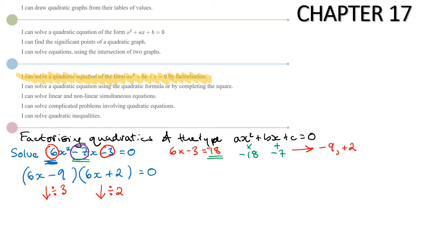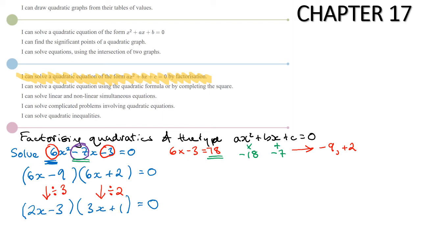Sometimes you can only cancel down or simplify one bracket. Sometimes you can't simplify any of the brackets. In this case, I'm able to simplify both. So I divide both of the numbers by 3 in the first bracket, so I get 2x minus 3. Then in the second bracket, I divide them by 2 and I get 3x plus 1. Okay, that is now factorised.